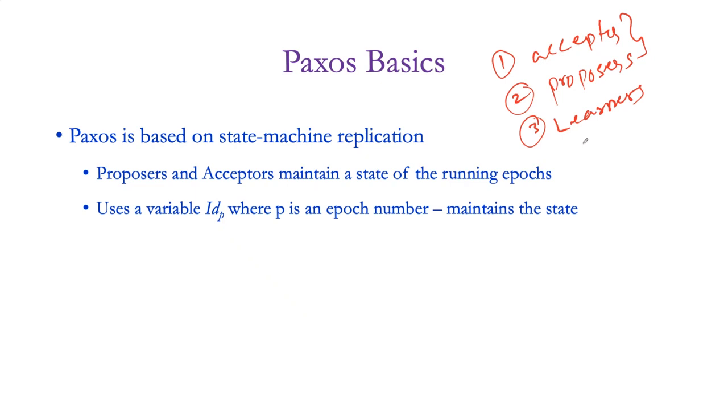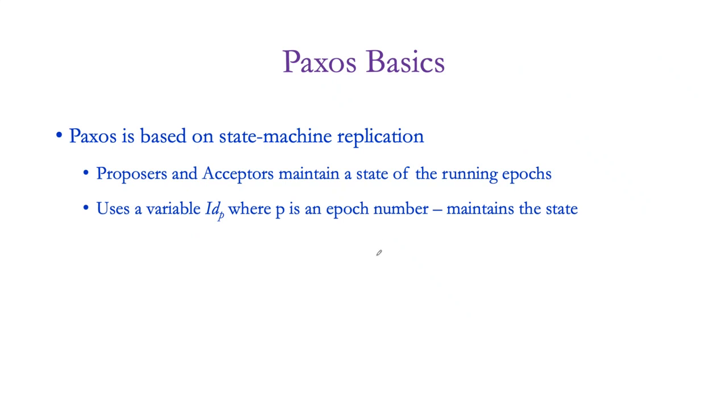In Paxos, the proposers and acceptors use a variable called the proposer ID, where P is an epoch number that tells whether it is a new proposal or the old proposal, and that maintains the status of this.